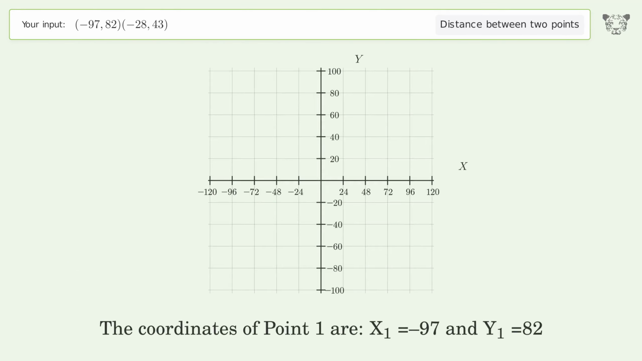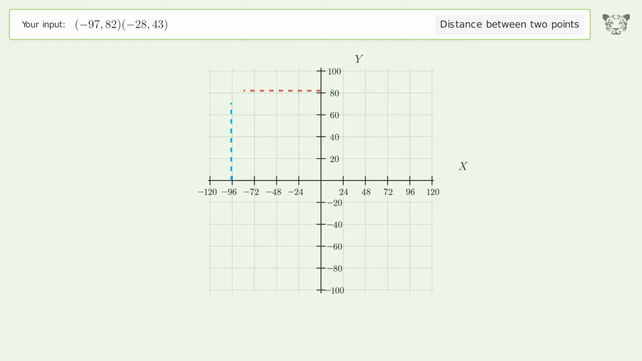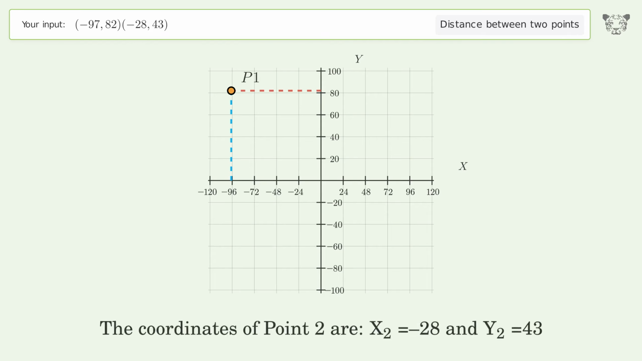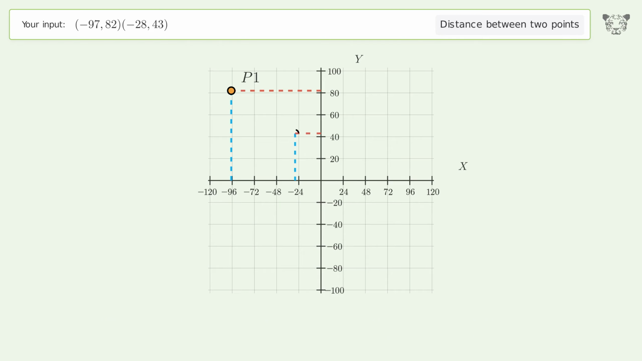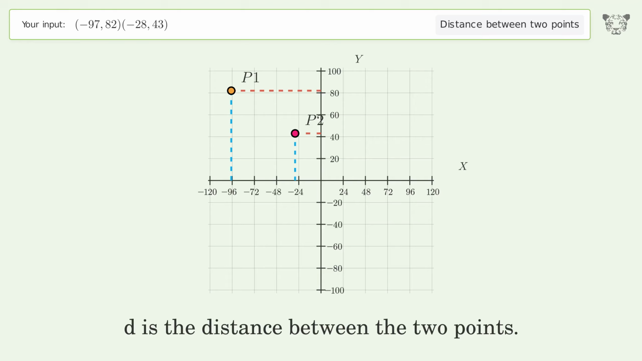The coordinates of point 1 are x1 equals negative 97 and y1 equals 82. The coordinates of point 2 are x2 equals negative 28 and y2 equals 43. D is the distance between the 2 points.